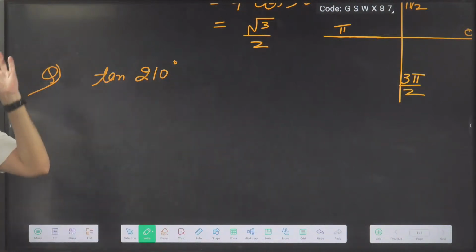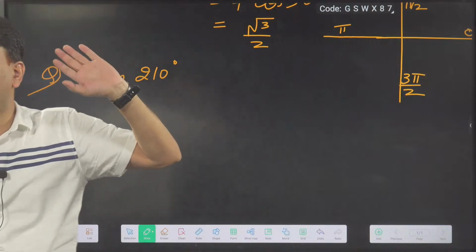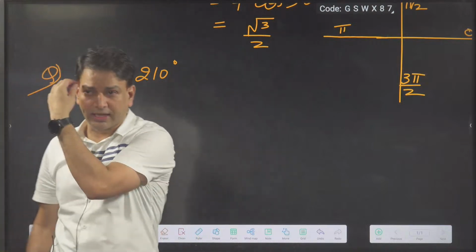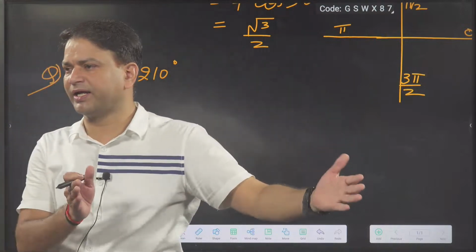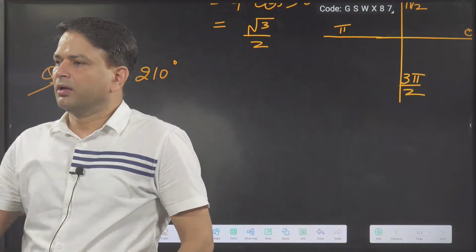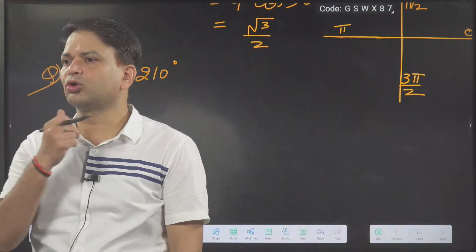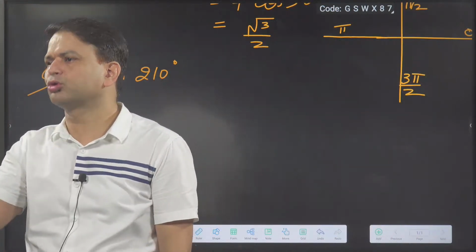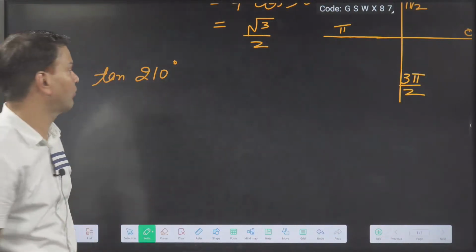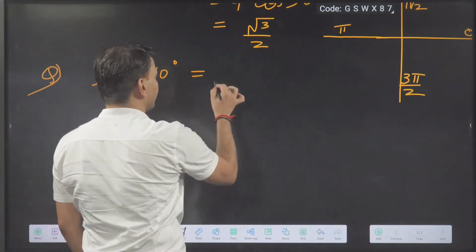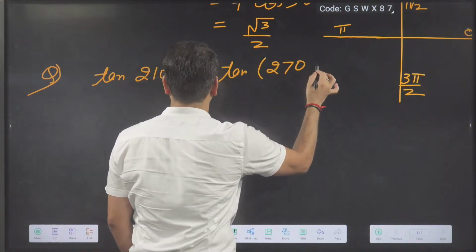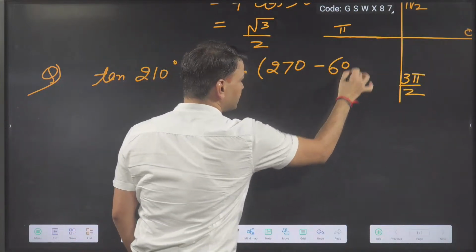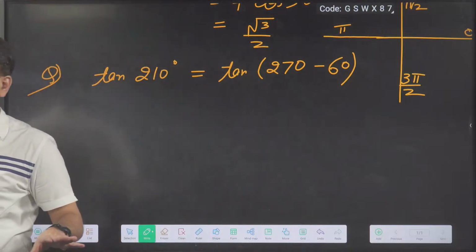Suppose I already discussed the tan 210 value. If I gave tan 210 degrees, one way is to split it into 180 plus 30, which we have already done. Now here 210 is closer to 270, so we can write tan of 270 minus 60.